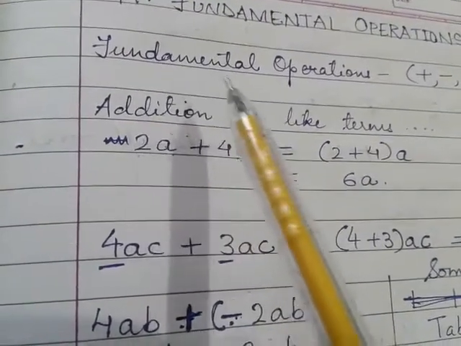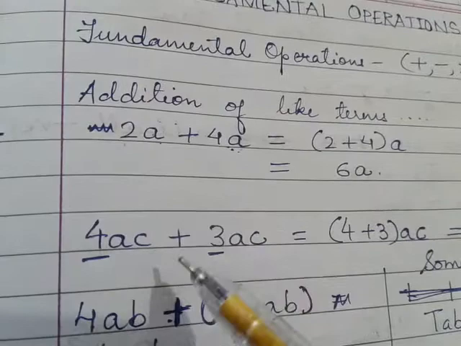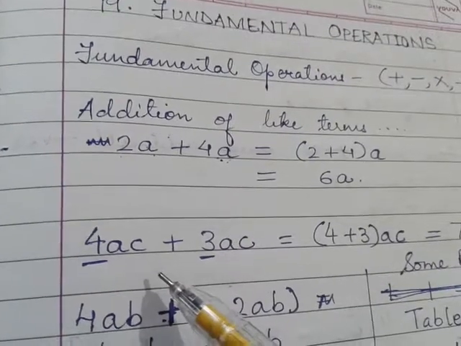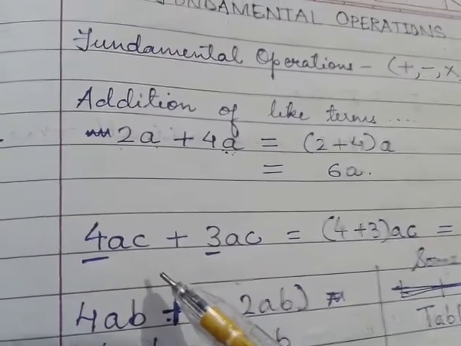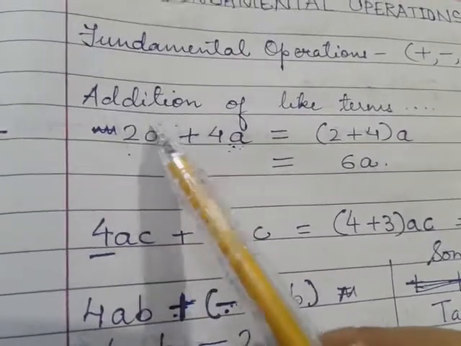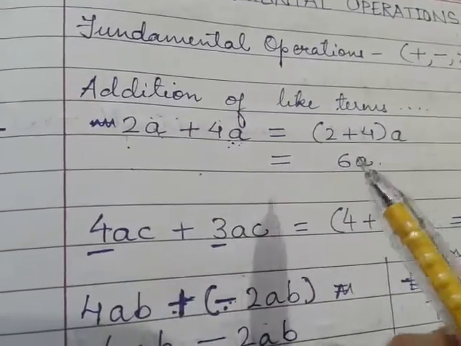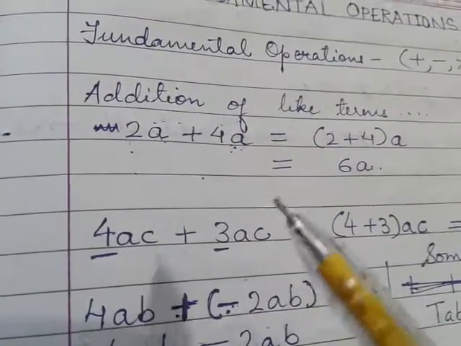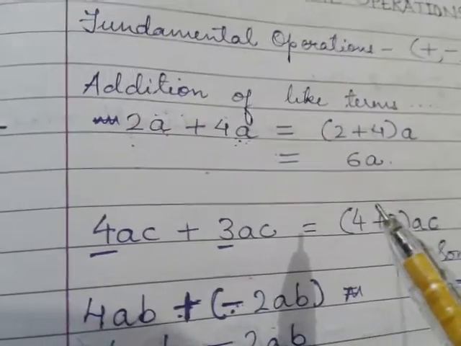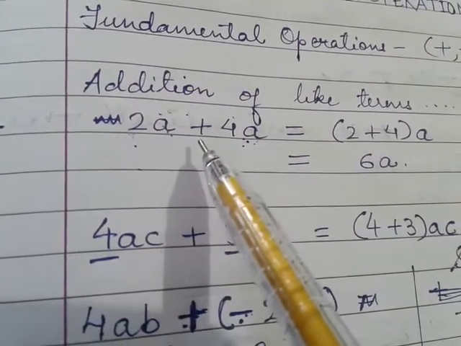Now you know what like terms are. So now we'll see how to add like terms. Till now you had studied the basics of algebraic expressions. Now you are studying the fundamental operations used on these algebraic expression terms. So 2a plus 4a, both are like terms. The first step to add terms is to check whether they are like or unlike. If they are like terms, you can add them. If they are unlike terms, you cannot add them.